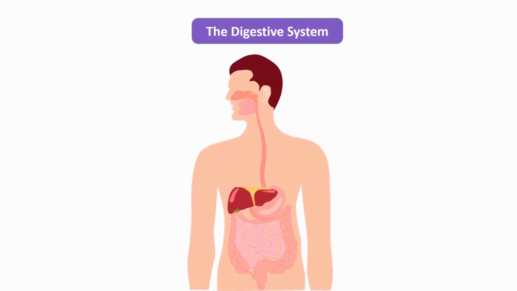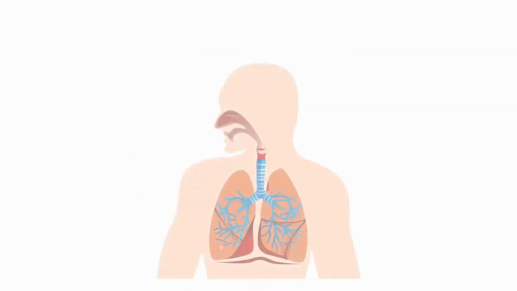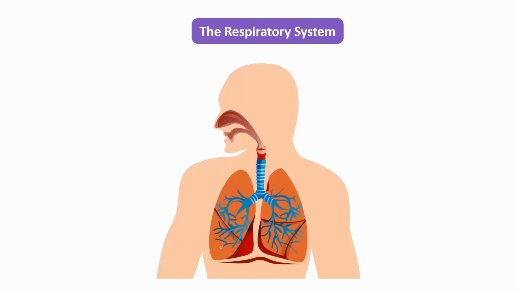The digestive system in our body helps us to break down food. It consists of the mouth, food pipe, stomach, liver, and intestines. The respiratory system helps us inhale oxygen gas and release carbon dioxide. It consists of the nose, windpipe, and lungs.